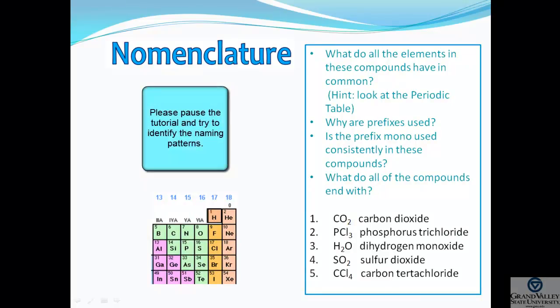Please pause the tutorial and try to identify the naming patterns. Also, here are a few questions to help you determine the naming patterns.